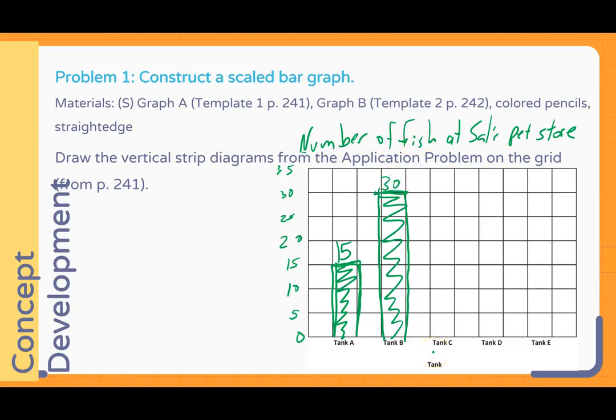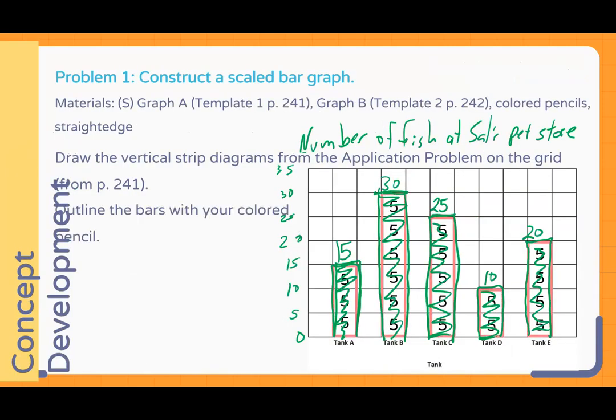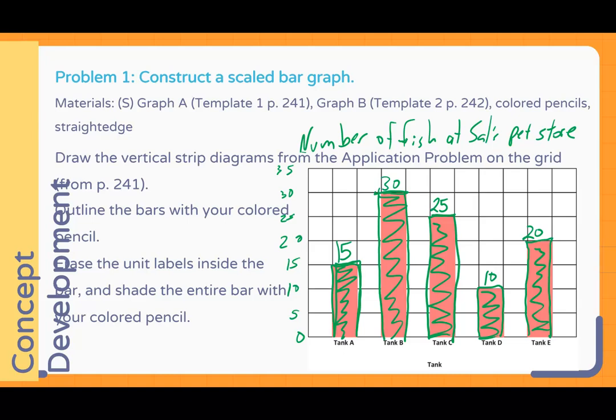Tank C had 25. Tank D had 10. And tank E had 20. Okay. And that's it for that one. Okay. All right. Then they show you and do it for you.